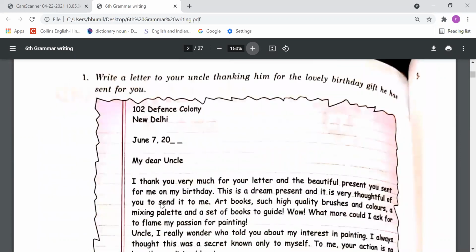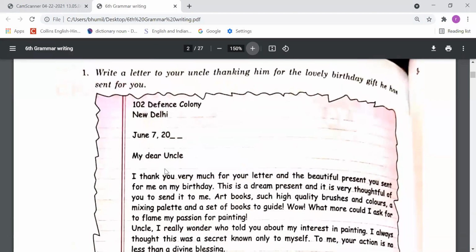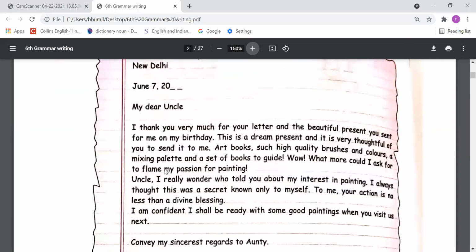So dear student, on the next page, one letter is written. This letter you have to study and you have to learn also. Write a letter to your uncle thanking him for the lovely birthday gift he has sent for you. So this letter you have to study, and you should try to study it by yourself. In the next class, I will explain this letter.